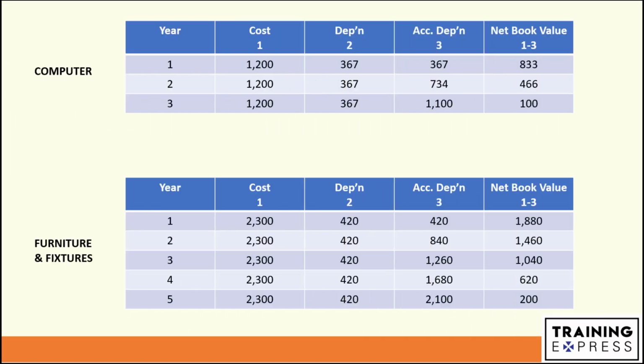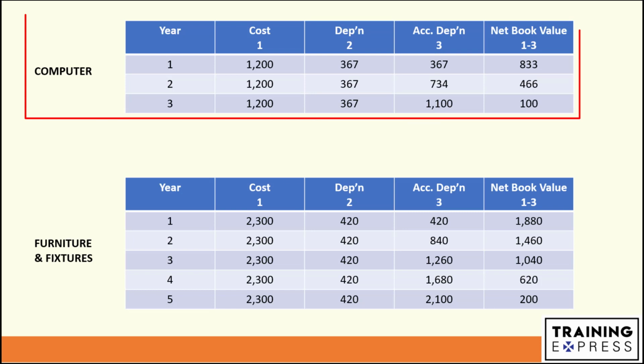Let's look at the detailed working of this depreciation over a period of 3 years. Computer asset, year 1, 2, 3, then you will see the cost, it stays the same. Depreciation amount, it also stays same. Now look at the accumulated depreciation column over here, column number 3. You will see the first year we have got $367 of accumulated depreciation because in year number 1 we have accumulated only $367 of depreciation.